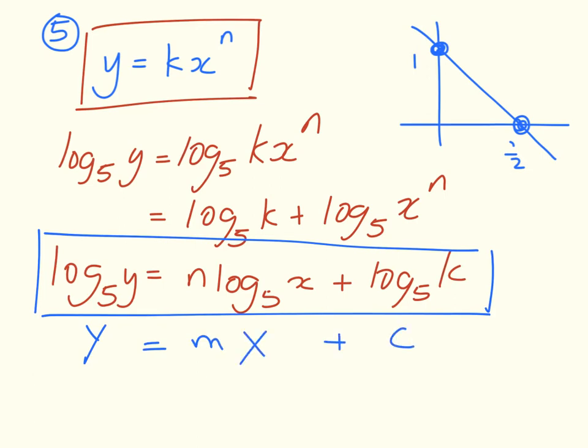So you can now see that your m, the gradient, is the same as the n value. So from this diagram you can work out what the gradient is, the vertical over the horizontal. That's going to tell you what n is. And you can also see that the c point where it crosses the y-axis is equal to log to the base 5 of k.